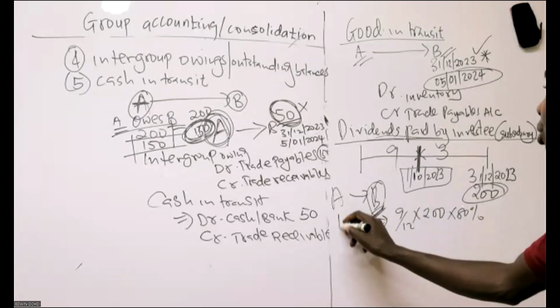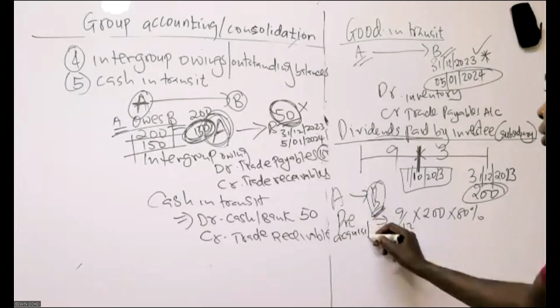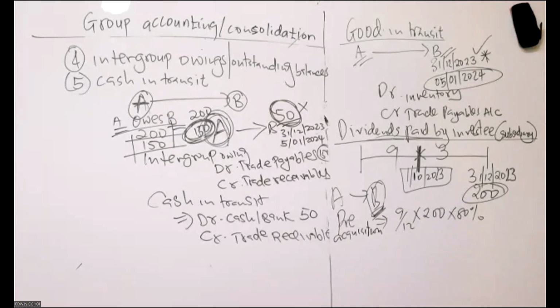So this we call pre-acquisition dividends. So the pre-acquisition dividends will be used in goodwill. They will be used as part of the net assets. So they will be used in goodwill computation as part of net assets.